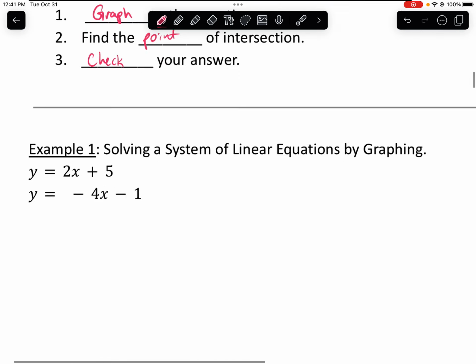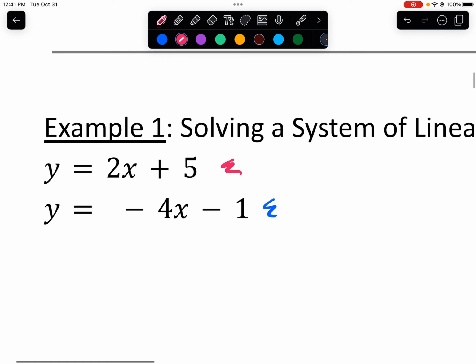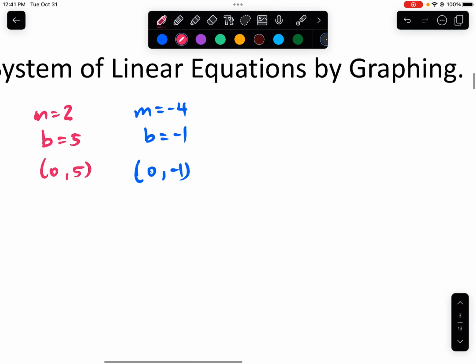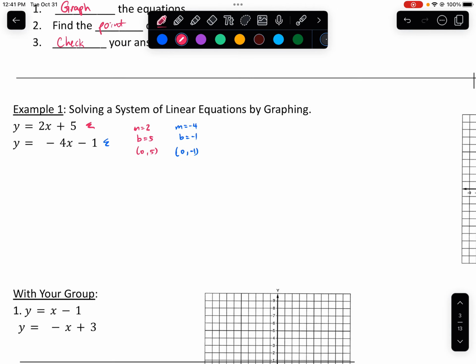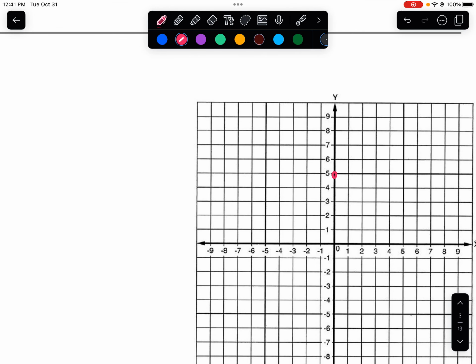So let's do this first example here. Solve this. Sometimes it might be helpful to use 2 different colors. So in this red one, what is your MBPOI? M is equal to 2, B is equal to 5, POI is 0, 5. In the blue one over here, M is equal to -4, B is equal to -1, POI is 0, -1. So all I have to do is now plot them and graph them. This first one right here, I will graph 0, 5 with a slope of 2.